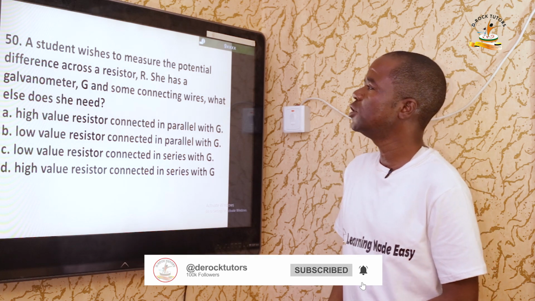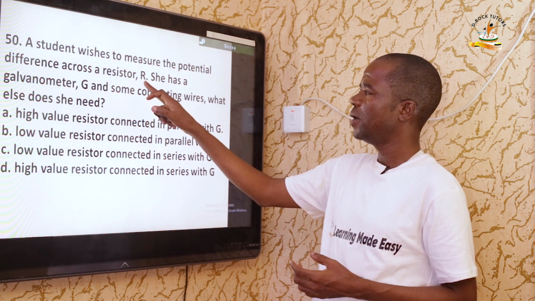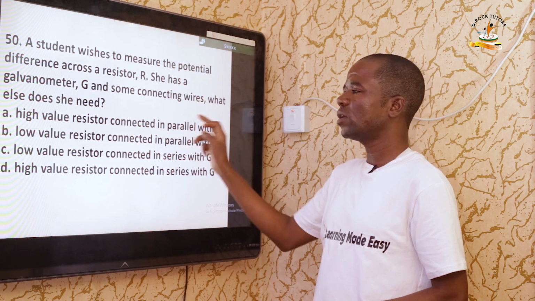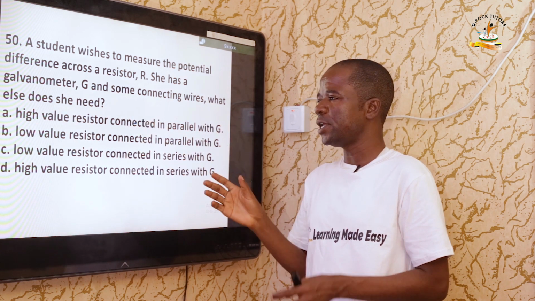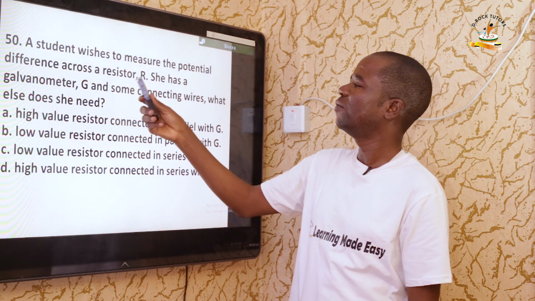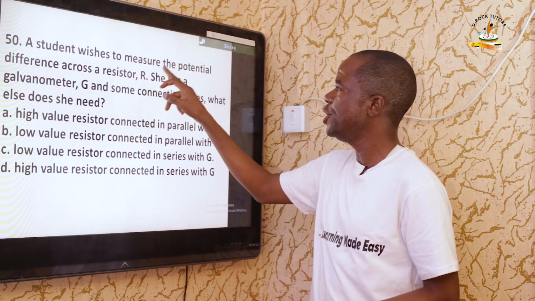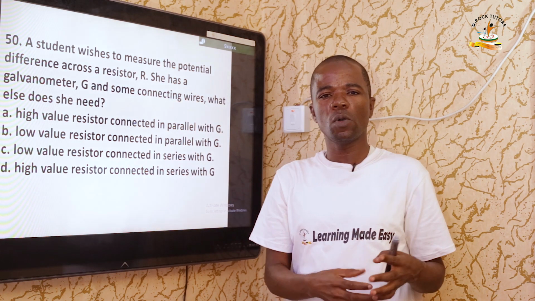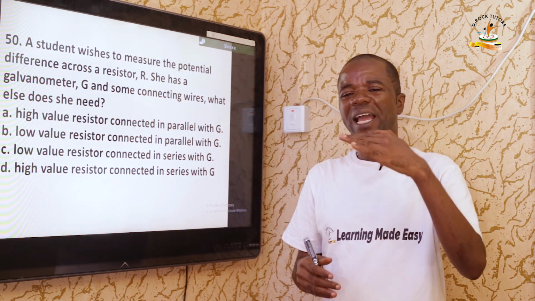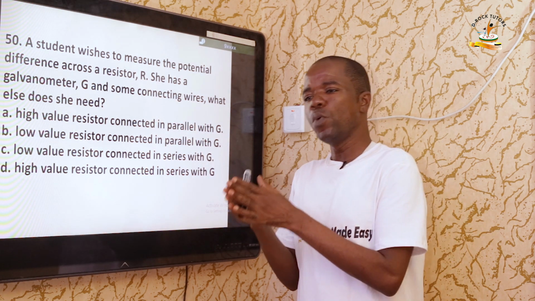A student wishes to measure the potential difference across a resistor R. She has a galvanometer G and some connecting wire. What else does she need? Basically, this question is asking us, how do you convert a galvanometer G to a voltmeter, since the student wishes to measure the potential difference? And we know that a galvanometer can be converted to a voltmeter by connecting a high resistor, that's R, in series with it.